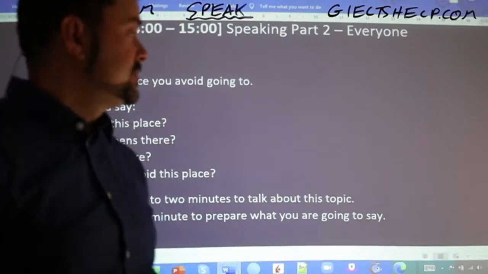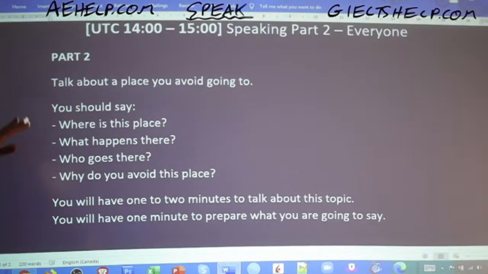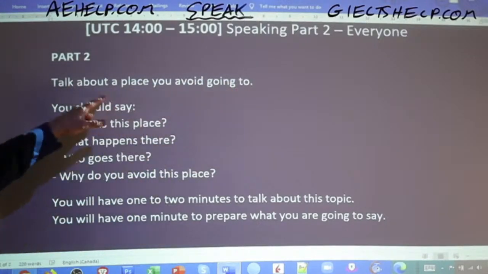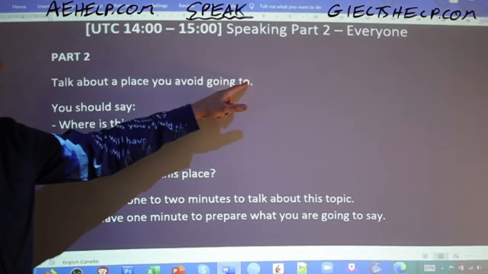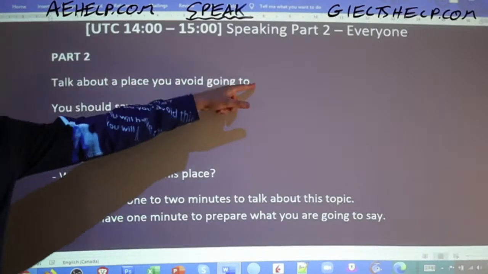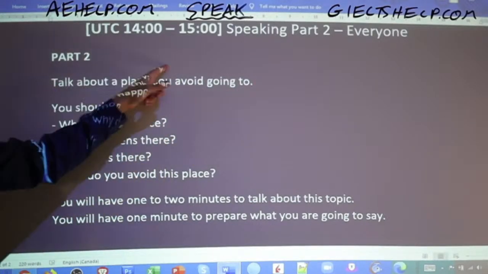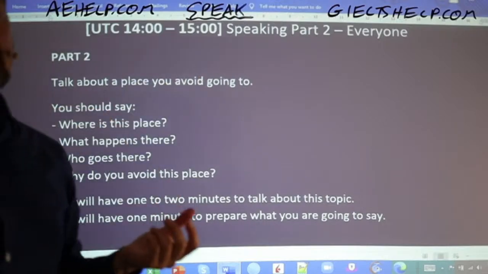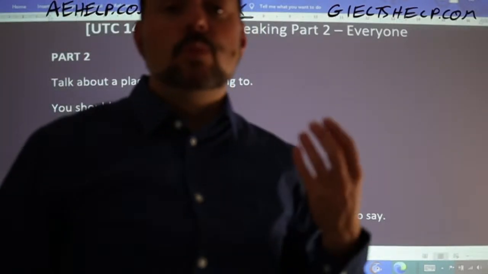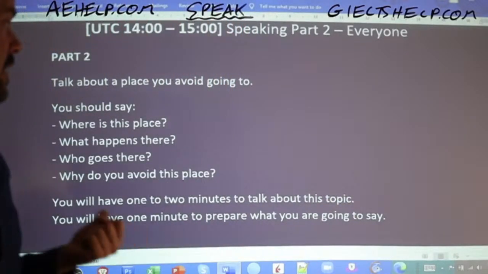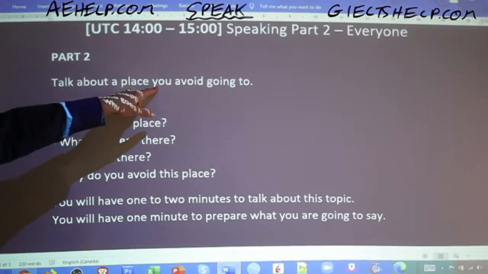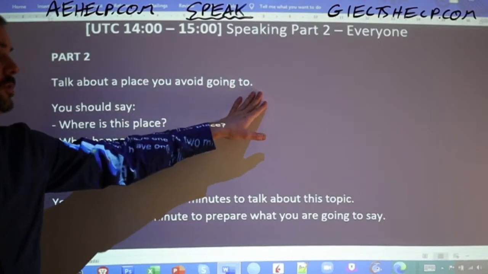using those notes, giving a good, clear answer. Okay? So the examiner will only read this topic sentence for you because they're bringing your attention to the fact that this is very important. Okay? So even though the examiner reads it, make sure to read it at least once, if not twice, again, okay? So talk about a place you avoid going to, okay?